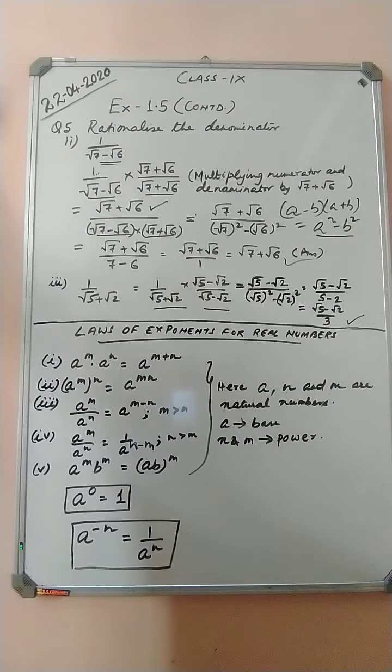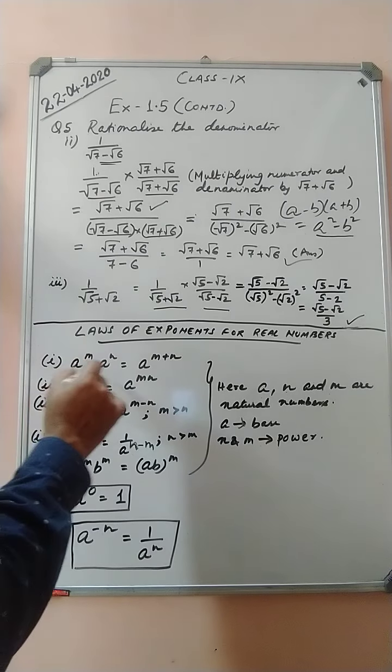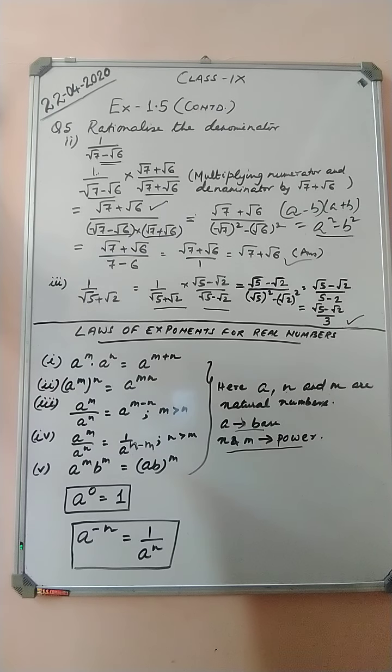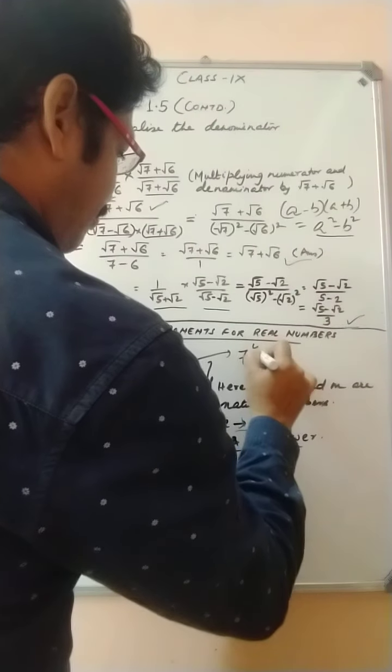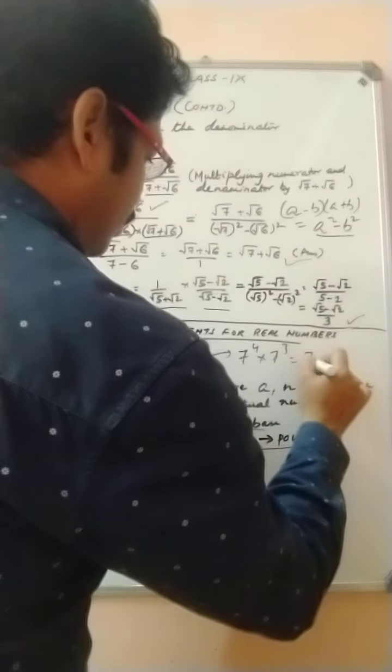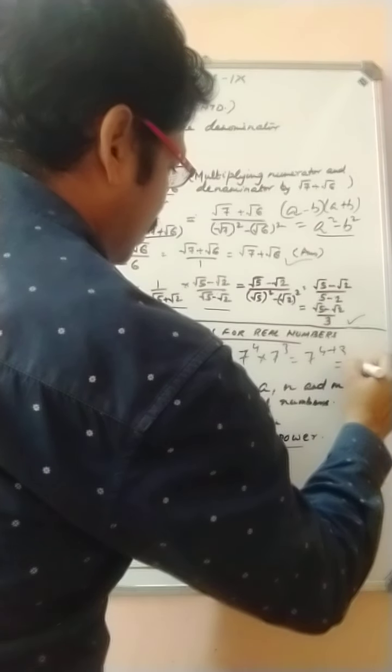Now let us come to the laws of exponents for real numbers. This law you have already studied in the previous class, that is class 8. The first formula is a to the power m into a to the power n. Here a is the base, m and n are powers, and a, m, n are all natural numbers. When the base is the same and powers are different, the powers are added. For example, 7 to the power 4 into 7 to the power 3 is 7 to the power 4 plus 3, that is equal to 7 to the power 7.